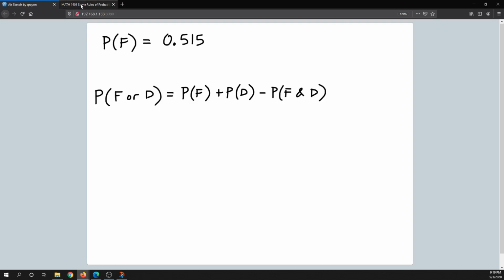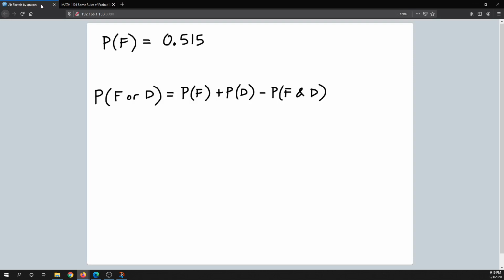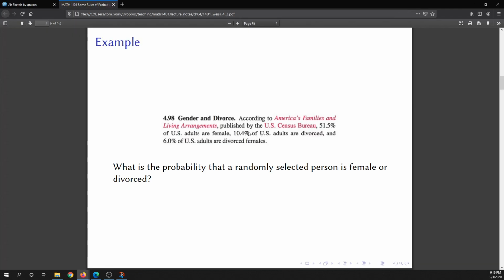So okay, we know that the probability of female is 0.515. All right, reading through, it says 10.4% of U.S. adults are divorced. Okay, so that would be the probability of D. Probability of D is 10.4%. So as a decimal, that would be 0.104.